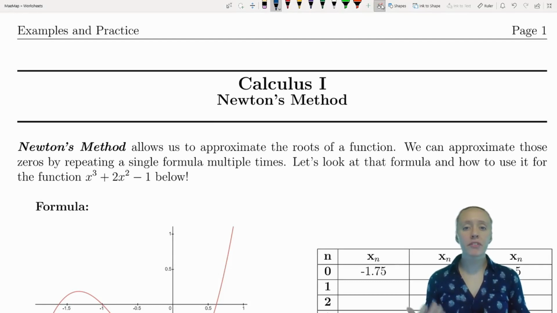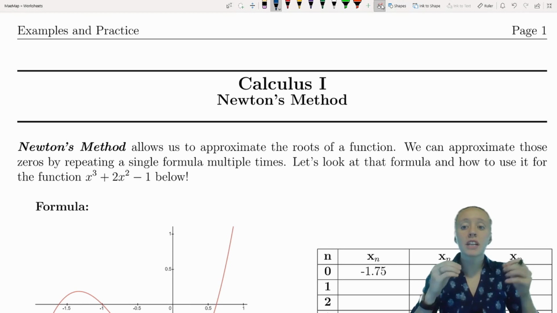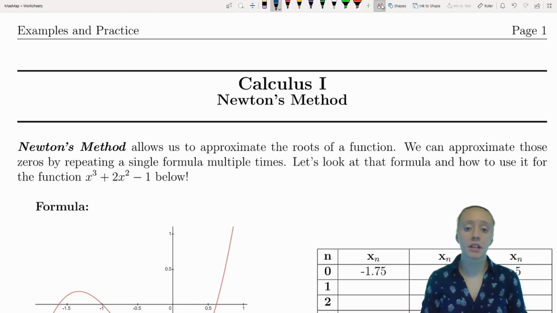In today's example video, we're going to go over Newton's method. Now, Newton's method allows us to approximate roots of a function, which is pretty helpful to know, which we'll see in these next couple of examples. And we can approximate those zeros simply by repeating a single formula. Let's look at that formula below and how to use it for the function x cubed plus 2x squared minus 1.